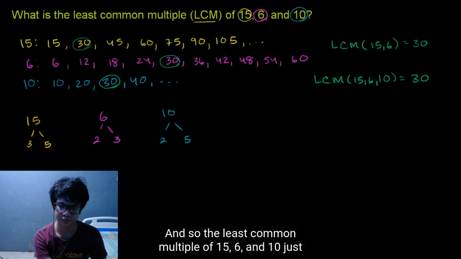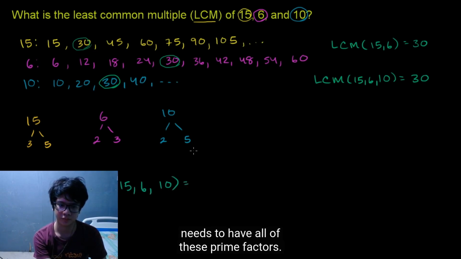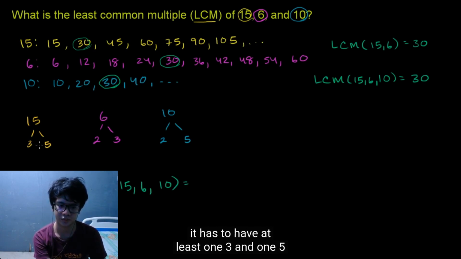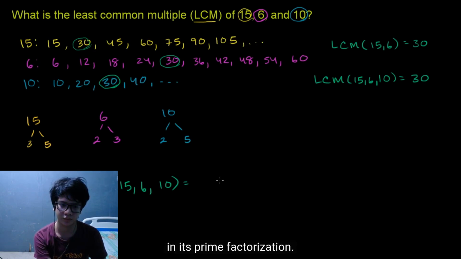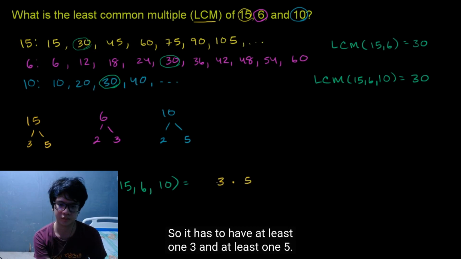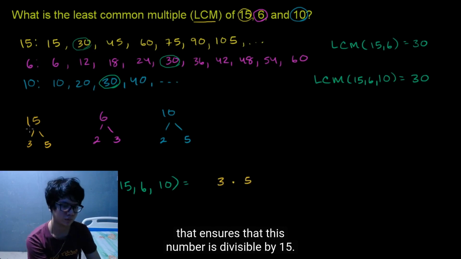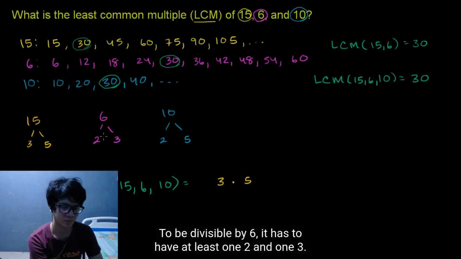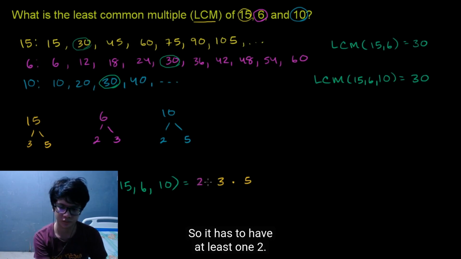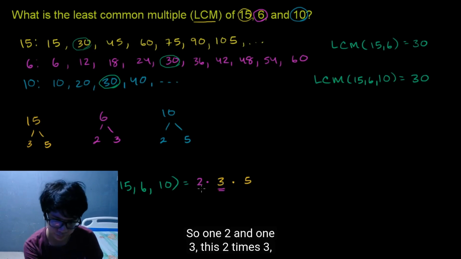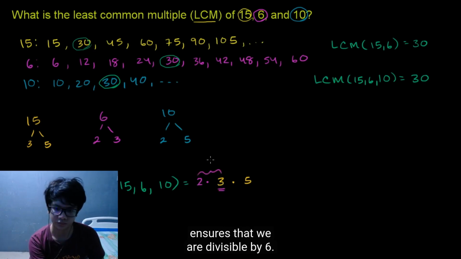And so the least common multiple of 15, 6, and 10 just needs to have all of these prime factors. To be clear, in order to be divisible by 15, it has to have at least one 3 and one 5 in its prime factorization. By having a 3 times 5 in its prime factorization, that ensures that this number is divisible by 15. To be divisible by 6, it has to have at least one 2 and one 3. And we already have a 3 over here, so we just need one 2. So one 2 and one 3, this 2 times 3, ensures that we are divisible by 6.